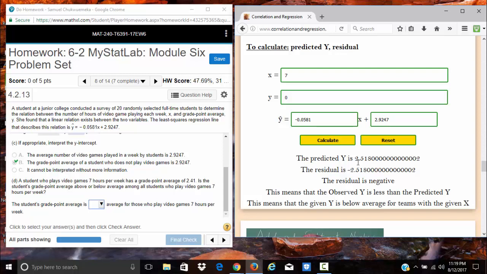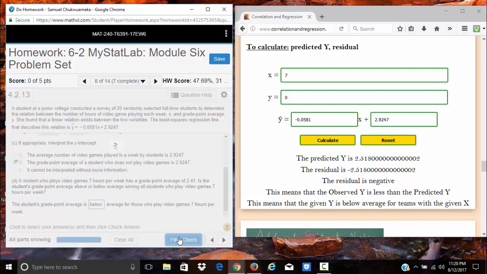This is what the student is predicted to have if the student plays 7 hours of video games. But then the student has a lower GPA than that. So that means the residual is negative. Residual means observed y minus predicted y. So because of that, it is below average for people who play 7 hours per week. So it is actually below average, okay?